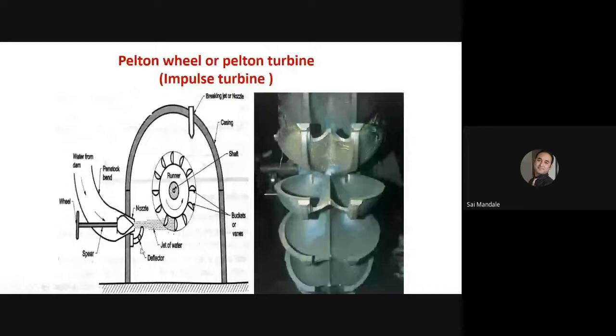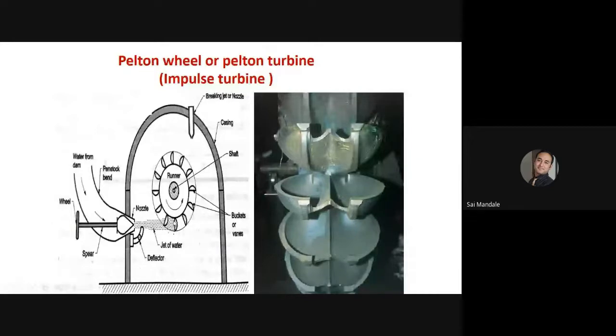the nozzle spear assembly is given. We can control the discharge of the water. We can control the jet of the water so that the RPM of the turbine can be controlled easily, as it is associated with the amount of the water striking over the blade. Okay.